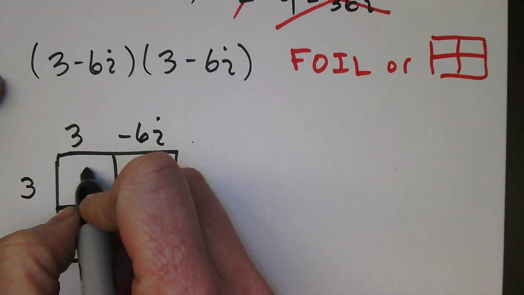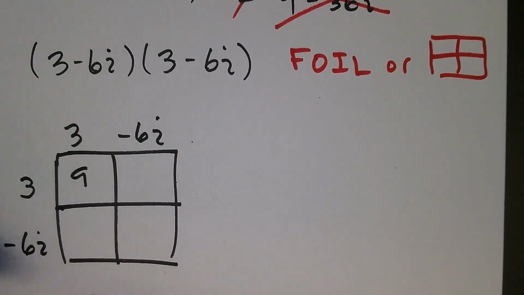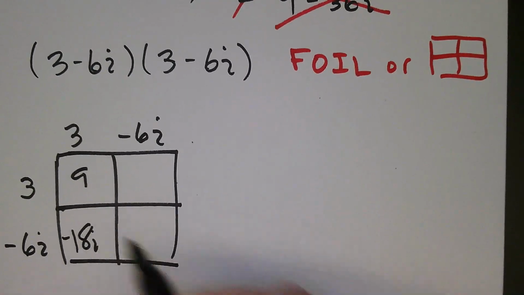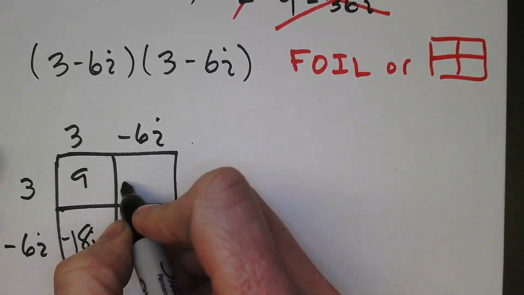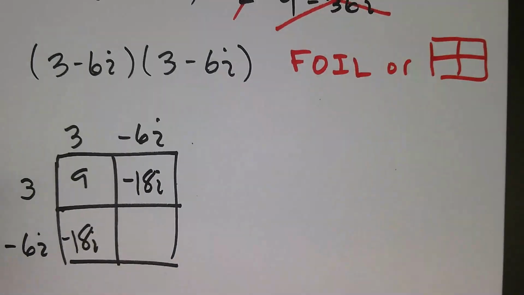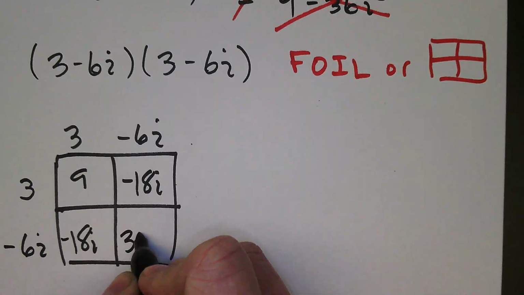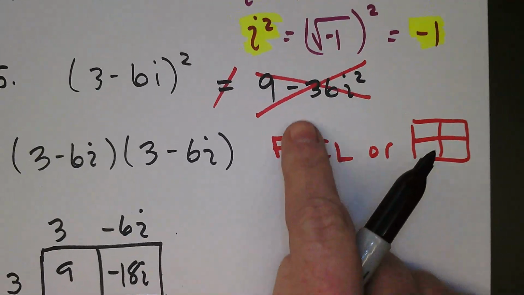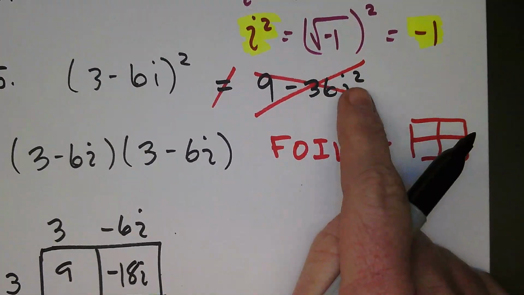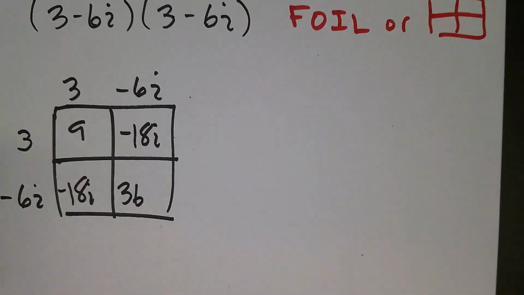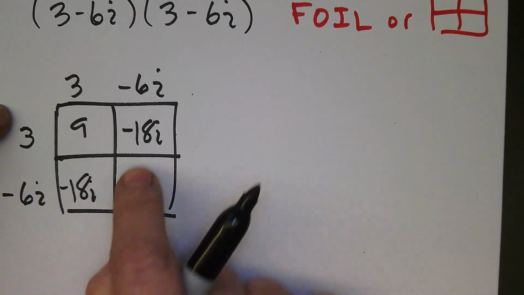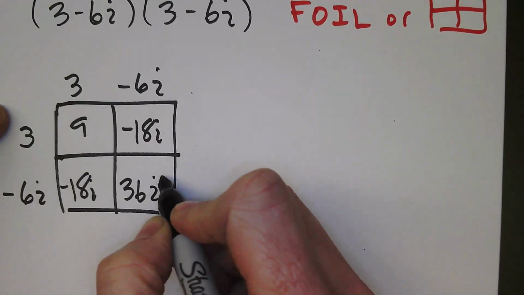3 times 3 is 9. That's where the 9 comes from. 3 times a -6i is -18i. 3 times -6 is, again, -18i. And then -6 times -6, that will also give us a positive 36. Which, by the way, when people distribute the square, often they forget that it's got to be anything times itself. So -6 times -6 is 36, and then i times i is i squared.